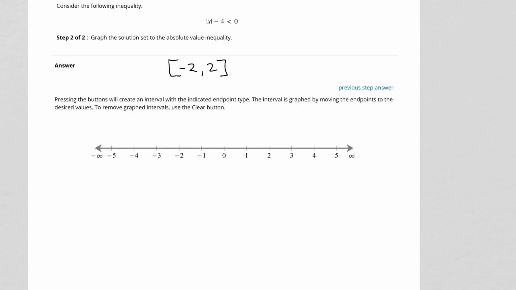The second step is to graph the solution set to the absolute value inequality. My solution set was negative 2 to 2. I'm going to have a bracket at negative 2 that opens to the right, and a bracket at 2 that opens to the left, and I'm going to shade between.